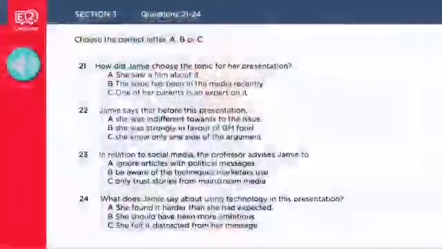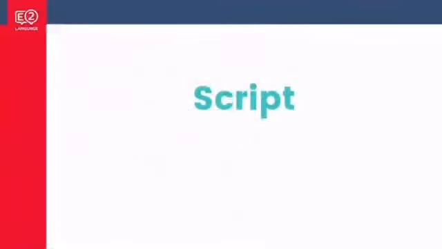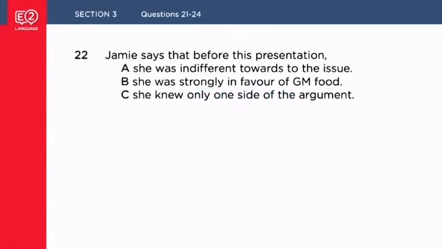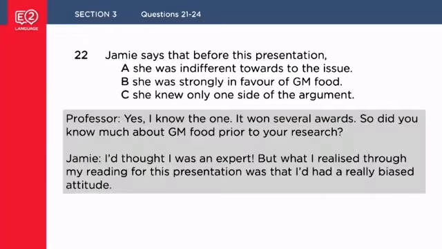Do you think you got all the questions correct? Let's have a look and analyze the script as we do it. I'm using the script because I want to show you the distractors and how they are worked in here. So question 22, Jamie says that before this presentation, she was indifferent, she was strongly in favour, or she only knew one side of the argument. Here is the start of the script.